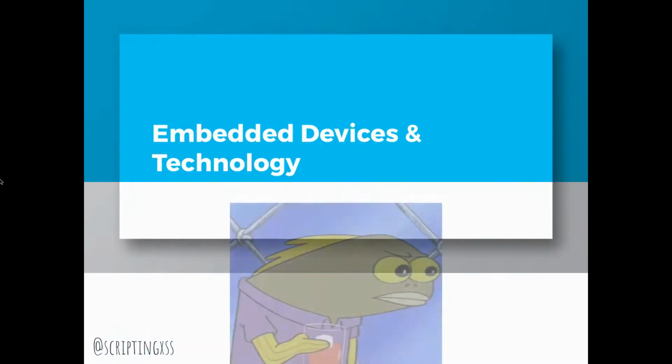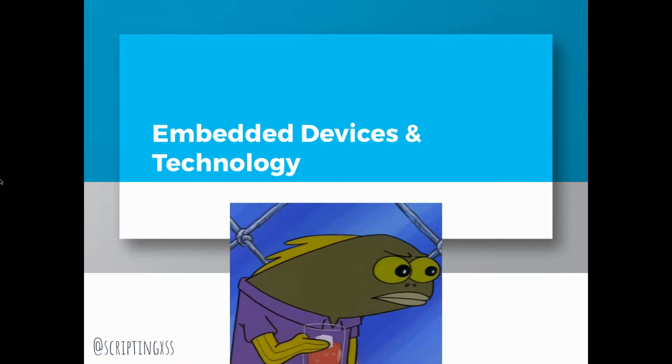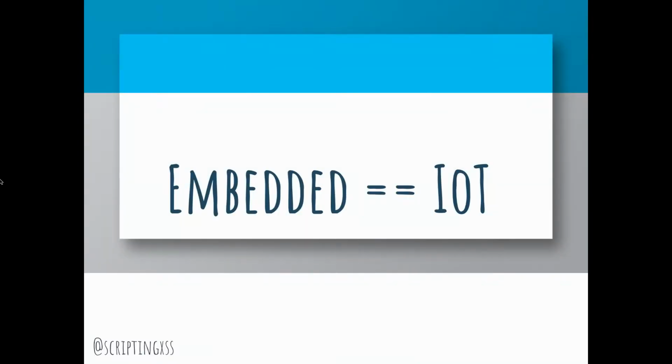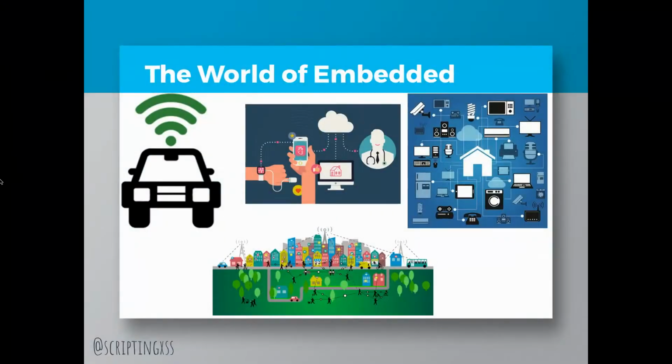So let's go ahead and get started. Embedded devices and technology. Let's lay the groundwork here. Loosely, generally, embedded is IoT. Back in the day, embedded devices weren't connected. They didn't have connectivity. They weren't running on these interesting RF protocols and network access, TCP/IP. But loosely, embedded is IoT, especially nowadays.